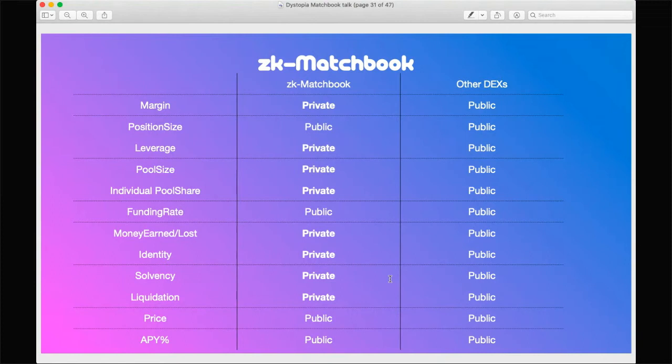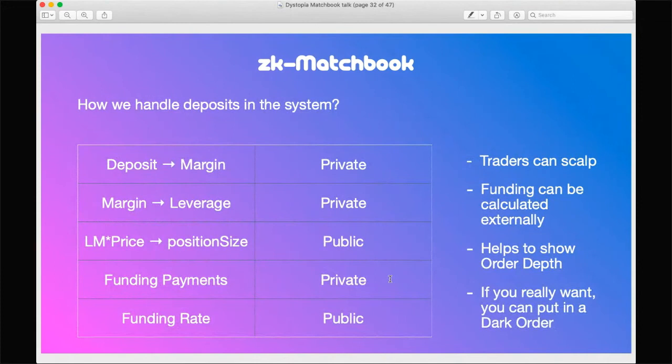If you understand what margin means, if you understand what leverage is, those things are private. And if you don't understand that, here comes the next slide. So the idea behind margin is you put some deposit in the exchange, and that acts as your margin, and that is private. Your margin is then multiplied with some leverage. This is the borrowing action on the exchange. That still remains private. And now this position size that comes out of multiplying it with the price is public.